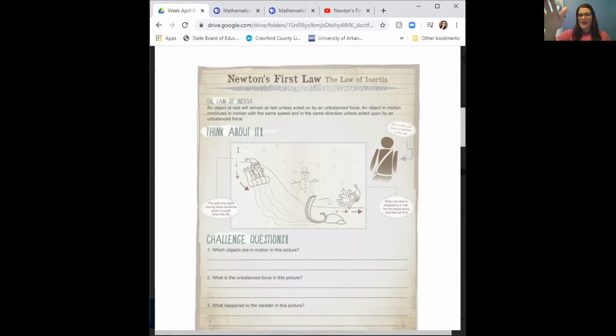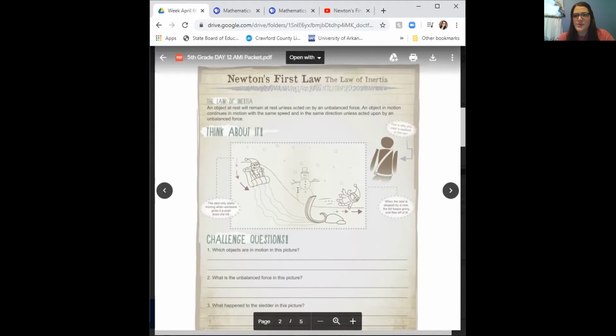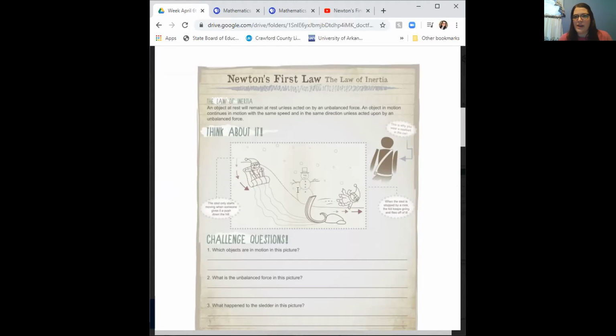Once it hits the wall, it stops or it may turn. That's the next unbalanced force. Your toy car is going to keep going straight, and then it'll hit the wall. Once it hits the wall, it's not going the same speed anymore. It stops, or it turns and goes a different direction at a different speed. So an object at rest will remain at rest unless acted on by an unbalanced force. An object in motion will continue in motion with the same speed and in the same direction unless acted upon by an unbalanced force.